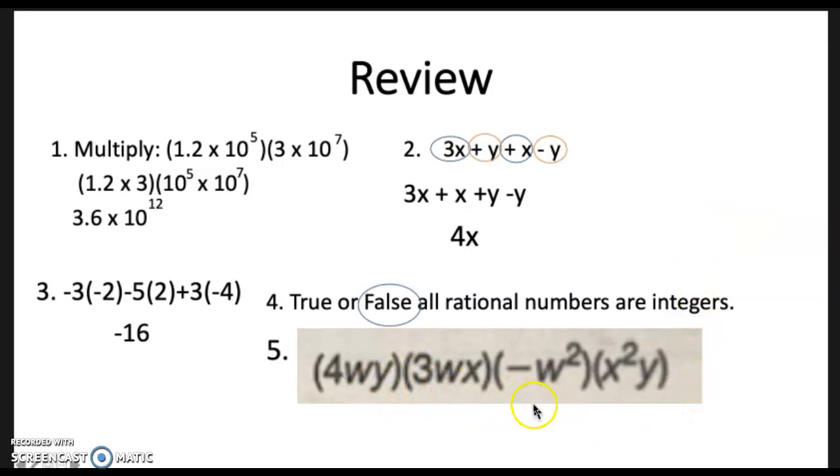All right, and then here, okay, now we got some multiplication going on, so we're going to multiply all the way across. We're going to go 4 times 3, which is 12. 12 times -1 is going to be -12. And w times w, we have 1, 2, 3, 4 w, so we're going to have w to the 4th. Then we're going to go x. Remember, we're going to go alphabetical order. So an x times an x squared, we're going to get an x to the 3rd. And then we have a y and another y, so y squared.